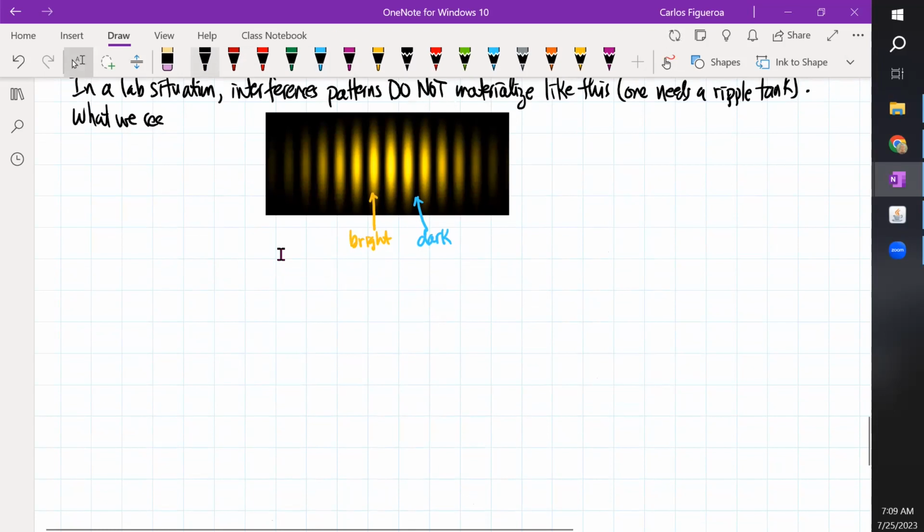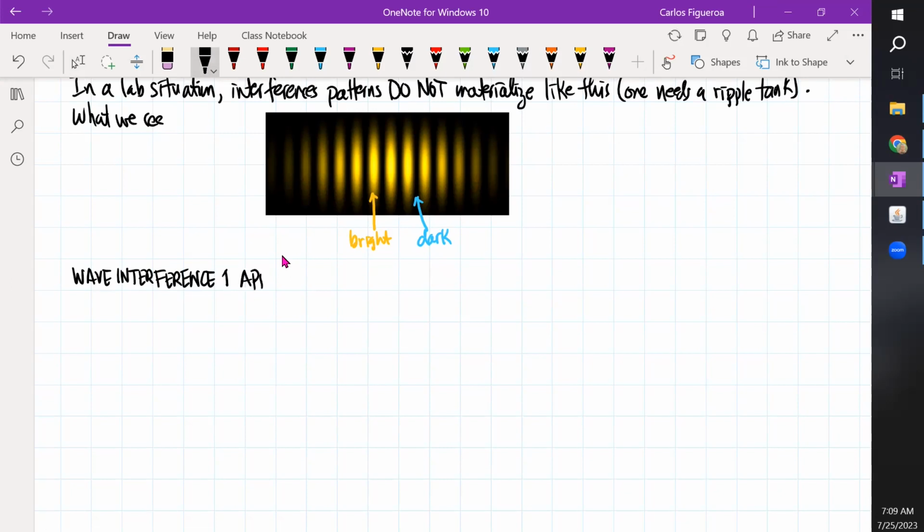So what I'm going to do here is use this wave interference applet. I call it the wave interference 1 applet. And the thing about it is that they have an HTML5 version. But if you download it, it's considerably better.